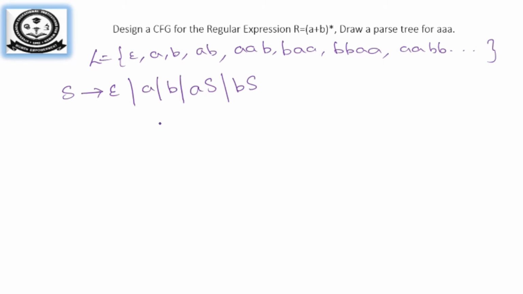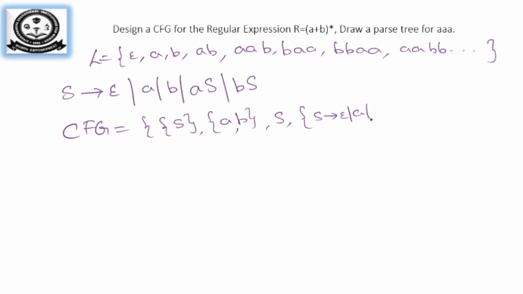Now we'll take a string and try to form a parse tree for that. You have to draw a parse tree for the given string. First you will write the CFG grammar. So the CFG is going to be: your non-terminal symbol is going to be S, only one non-terminal, and terminal symbols are A and B. The start symbol is S. My production rule is S tends to epsilon, or A or B or AS or BS. So this is the context-free grammar.